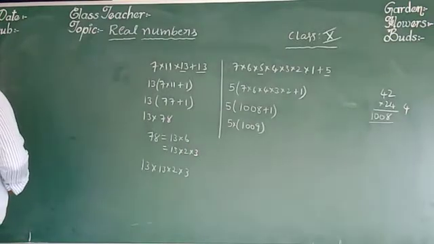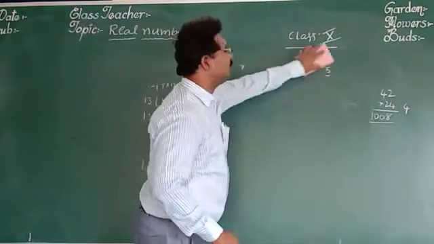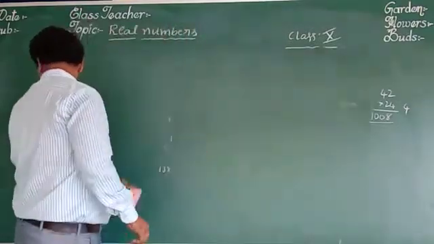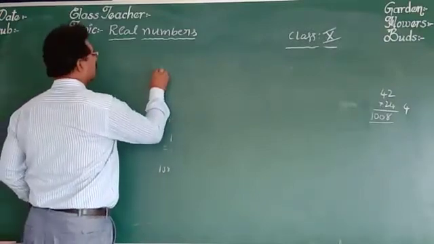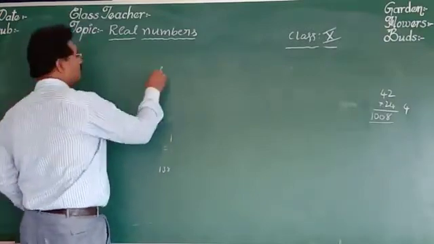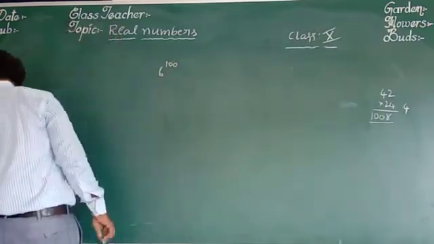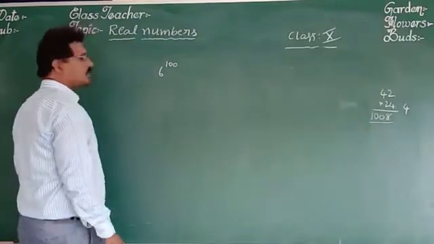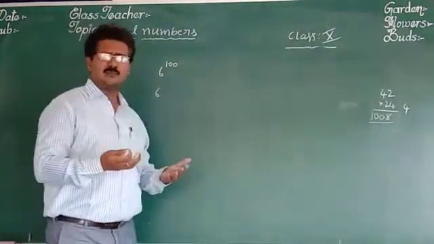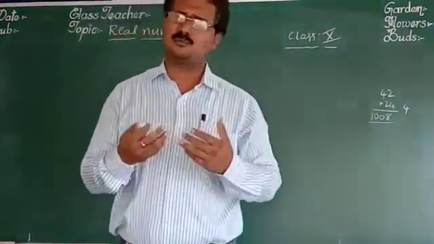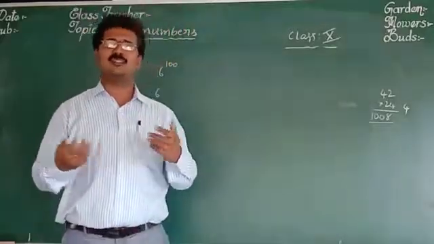And see next, what is the last digit of 6 to the power 100? This is the last and final problem of this exercise 1.2. Explain what is the last digit of 6 to the power 100. So we have to write the last digit. In the general way of thinking, 6 to the power 1 is equal to 6. 6 square is equal to 6 into 6, 36.